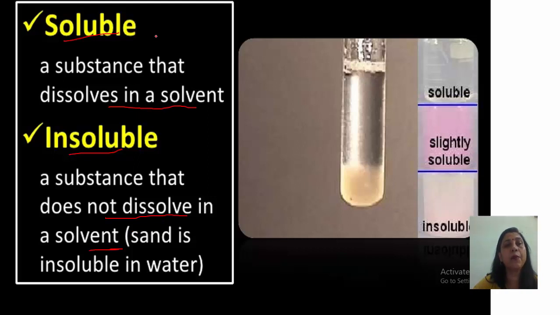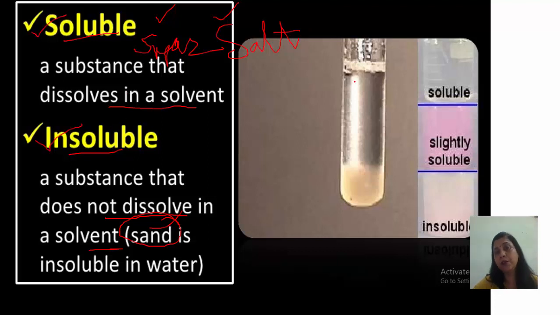Okay. Here we can give example of sugar, salt, because sugar and salt both are soluble in water. Here the example is sand, because sand is insoluble in water. You can see here sugar, salt, sand, they all are solids. So if we talk about solid and liquid, we use the term soluble and insoluble. If you see this test tube, at the top it is soluble, then slightly soluble, and at the bottom it is insoluble.